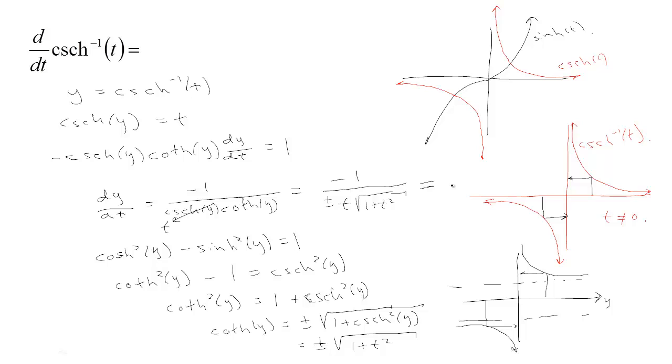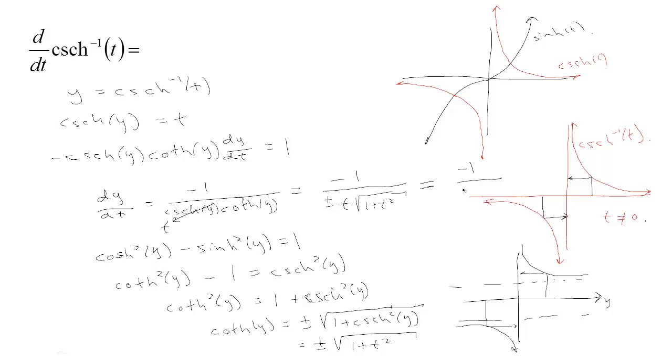On the other hand, if t is negative, then y will be negative, and so the cotangent of y will be negative. So what we should do here is use the plus sign when t is positive and use the minus sign when t is negative. And what is it that when you're given a number, you don't change its sign, and when the number is negative, you put a negative in front of it? No, that's the absolute value.